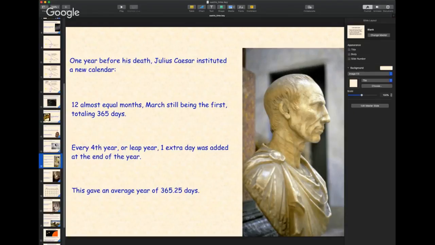They were almost equal, and they totaled 365 days. And now he puts in the first major correction, where every 4th year, or leap year, an extra day was added at the end of the year. And this gave an average year of 365.25 days. Pretty good. Closer. And so this is known as the Julian calendar. And of course, it's still with us. We still have leap years every 4 years in order to get a better approximation to the seasonal year.